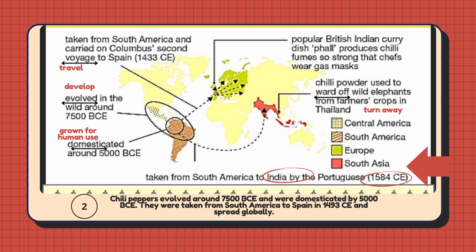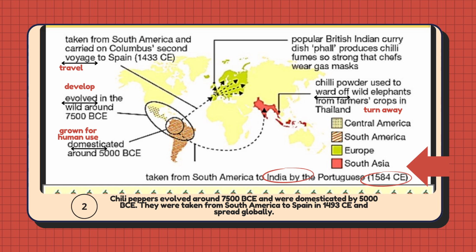And as you can see here, there is some information about chilies. For example, the British Indian curry dish produces chili fumes, and when you say fumes, it has something to do with the air, so strong that chefs wear gas masks. So it's a very popular dish, and it's a very strong dish.